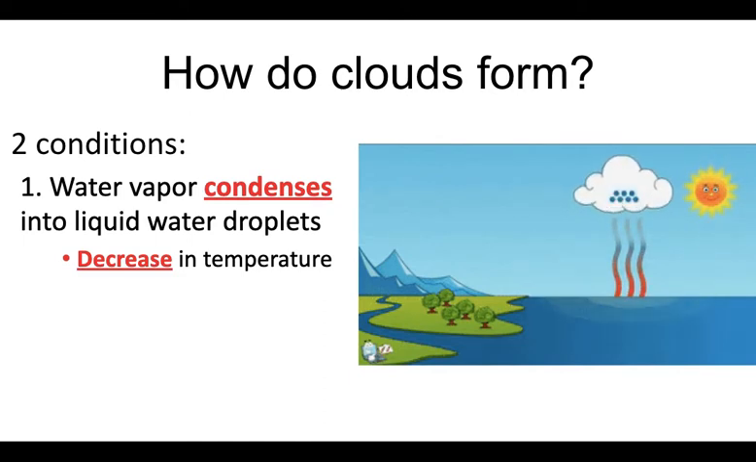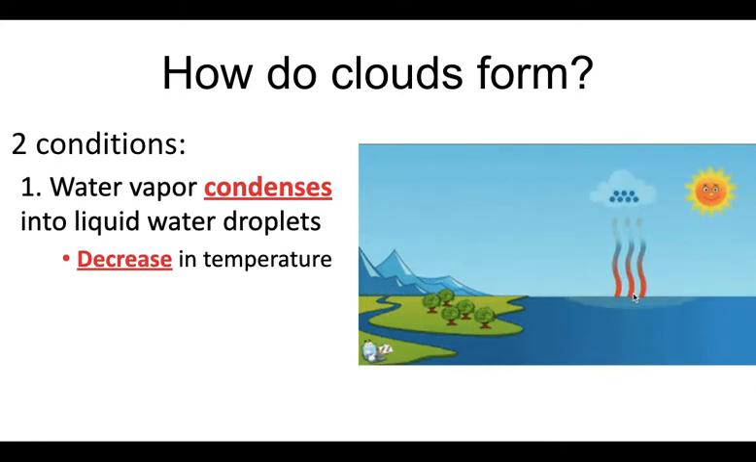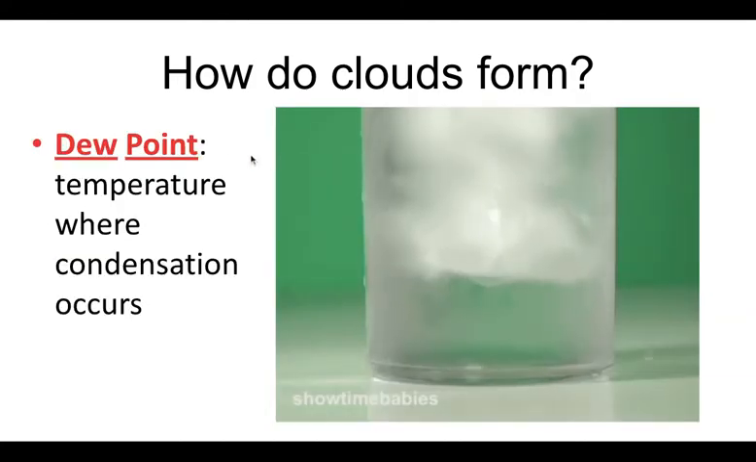In order for condensation to take place, we need a decrease in temperature. We learned earlier that in our troposphere, temperatures get cooler and cooler. We have to reach a temperature at which condensation officially begins. That temperature has a specific name. We call it the dew point. The dew point is the temperature where condensation occurs.